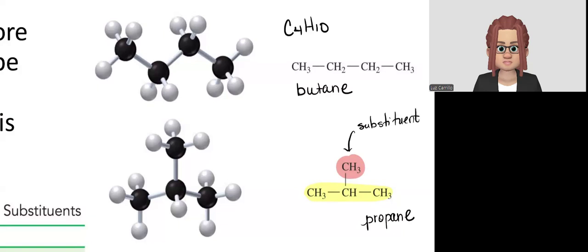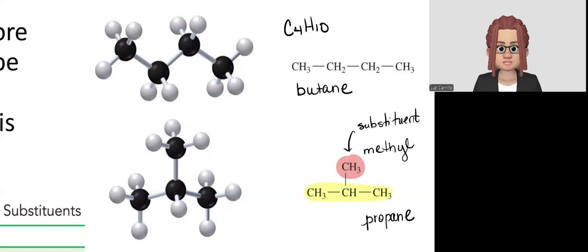A substituent of one carbon atom is called meth for a single carbon, yl because it is a substituent. So a CH3 sticking out of the longest continuous chain of carbon atoms, that is called a methyl group. Now, this methyl group is not specifically at an end, it is actually right in that middle carbon.